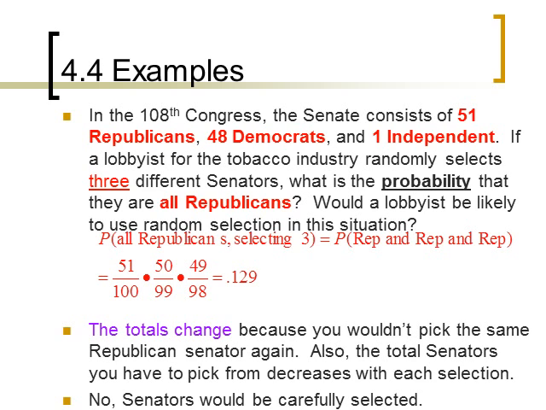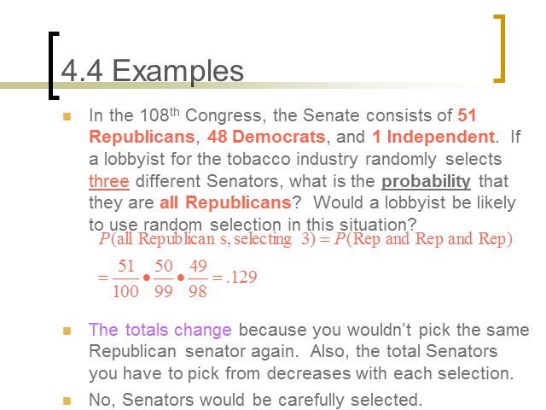So would a lobbyist be likely to use random selection? Well, no, because senators would be carefully selected, because not only would they want to get Republicans, but they would also try to get people who would most likely support their cause.